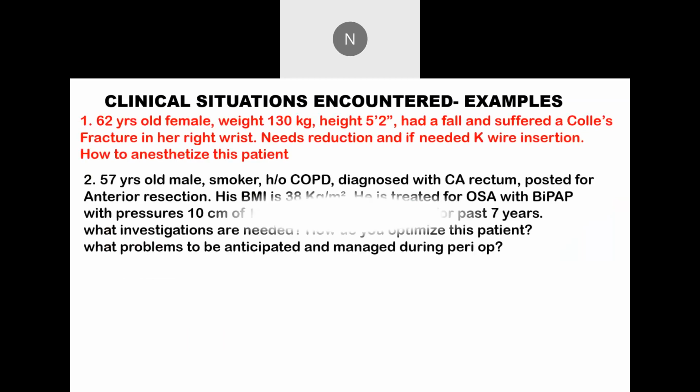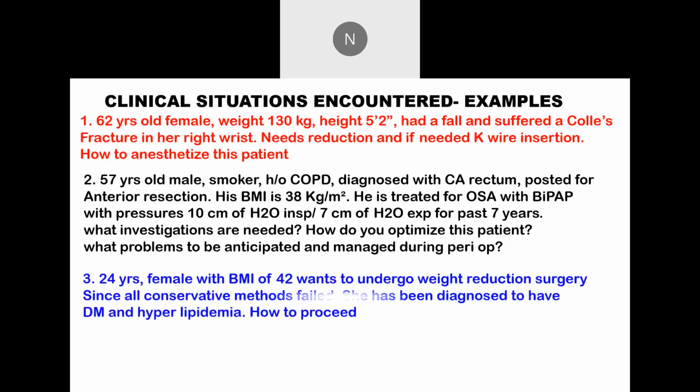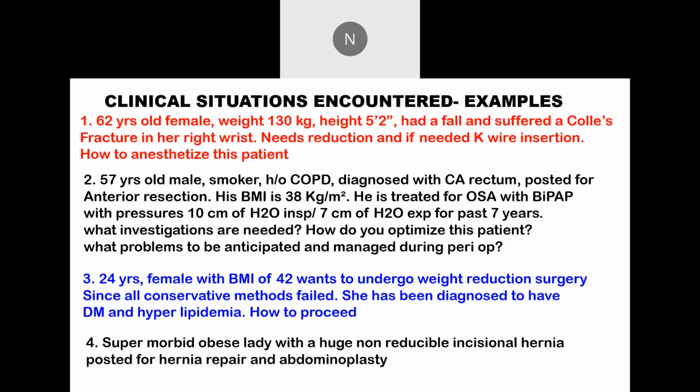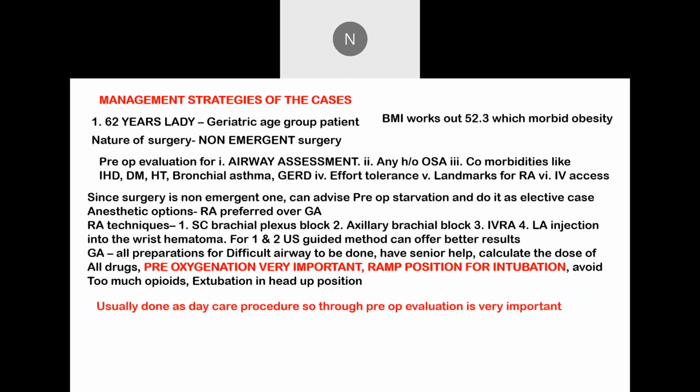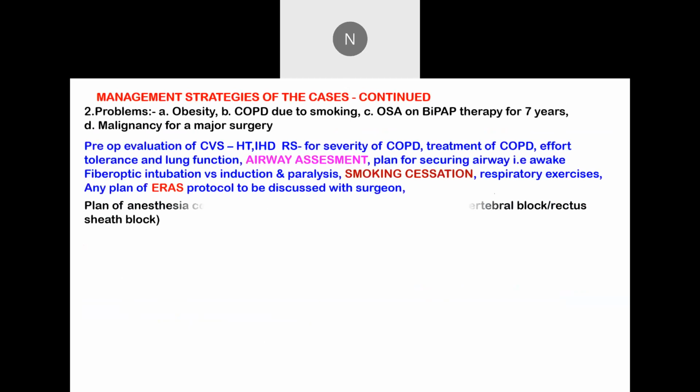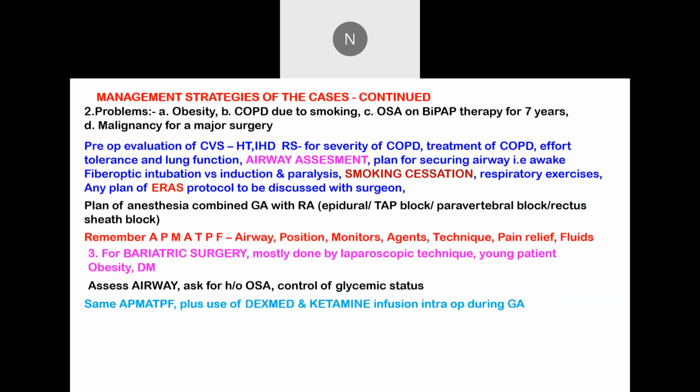And clinical situations, there are different cases like a patient suffering from a Colles fracture coming for reduction or fixation, which can be managed with regional, but there is no urgency about it. Or cases with COPD coming for malignancy, that also may be the presentation. Or it may be a straightforward case for weight reduction surgery, bariatric surgery, and this is the huge. So these are all the methods how you manage that. I will skip all those things because that is not our concern here.